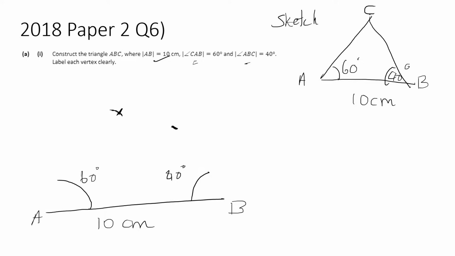Once you've done that, you get your ruler and join it up to your construction line, and do the same here. Draw it up to the construction line and extend it. And you'll see that it creates this point C, and then you can label it as C. So use a protractor here to measure the 60, use a protractor here to measure the 40 degrees, and then use your ruler to extend that line, and you'll find that they join together.